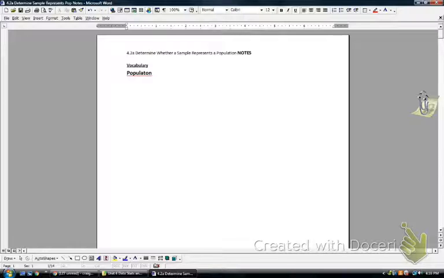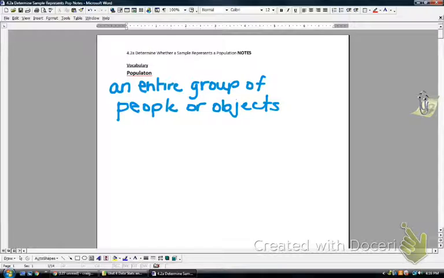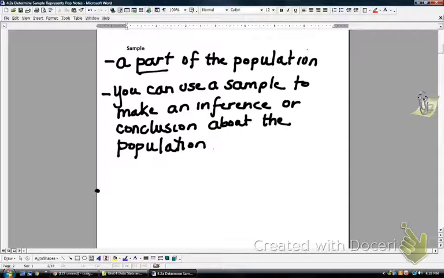Our first vocabulary word is population. A population is an entire group of people or objects. So it's the whole thing. Think of population as the whole thing. If the population is the whole thing, the sample is a part of the population. And you can use a sample to make an inference or a conclusion about the population.